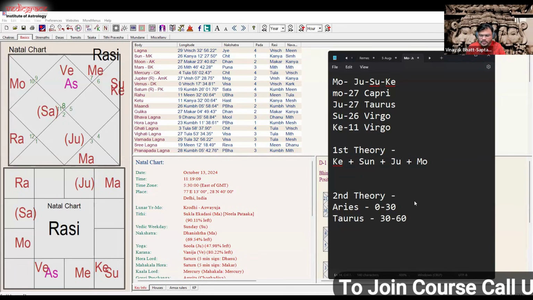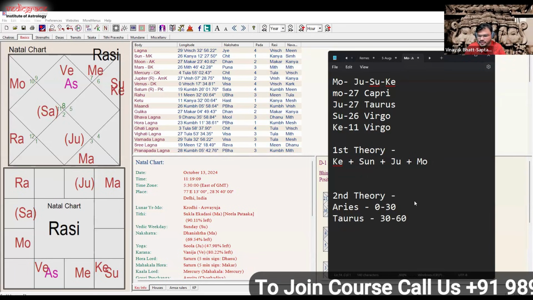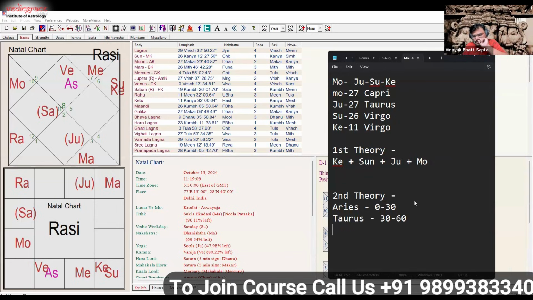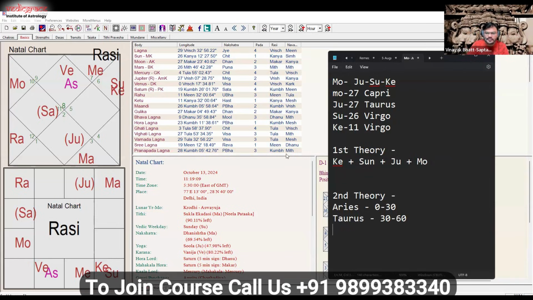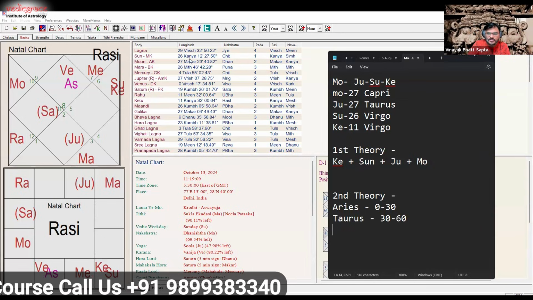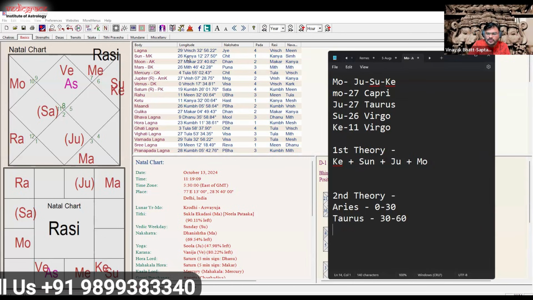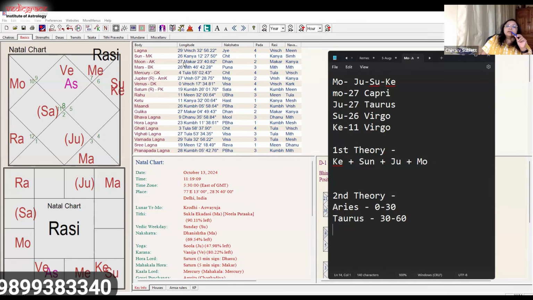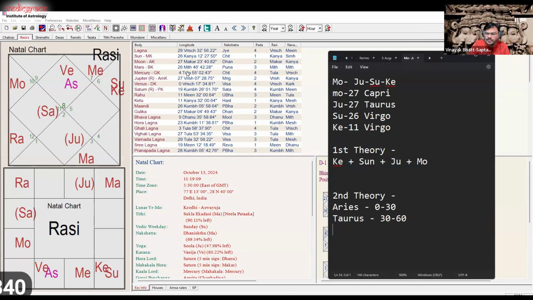But the problem with softwares, the software I am using, any software, you will always see like this: Moon 27 degree, Sun 26 degree. They both belong to different signs, but you will always see them showing within the range of 0 to 30 degree only, because they are mentioning the sign separately.